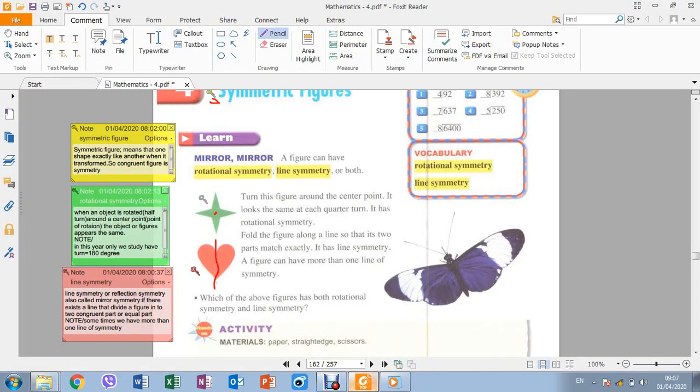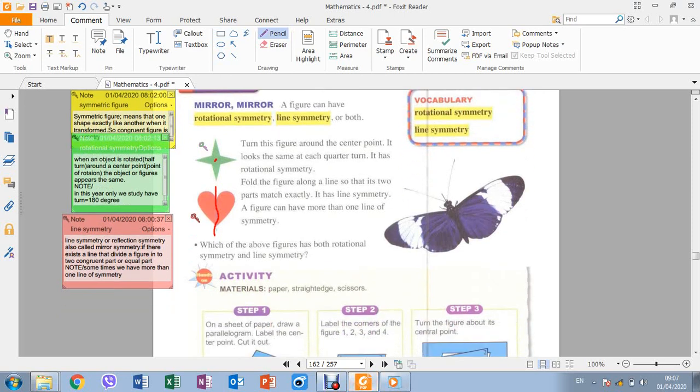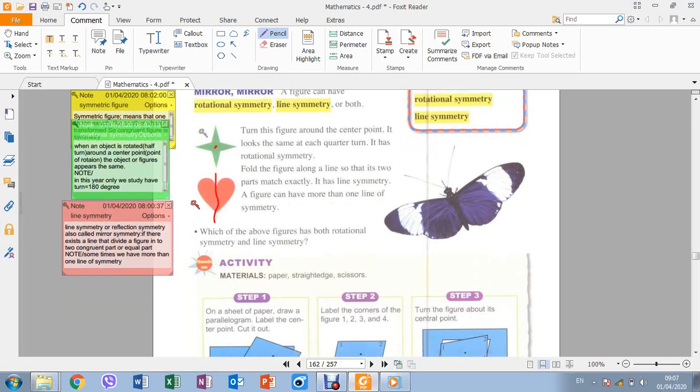Now, line symmetry. Look at this first, before I explain it. Look, another example of line symmetry.